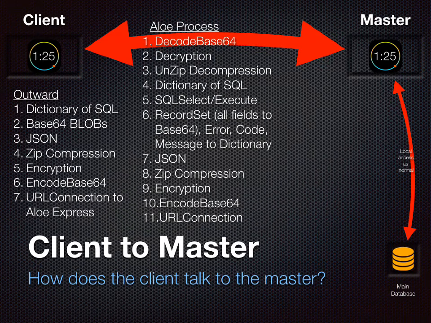Now we see what's going to happen from the Allo perspective. So the Allo application receives the URL connection. It then needs to do everything in reverse. It needs to decode the base64. It then needs to decrypt that base64 text. It then unzips. It then turns what is now unzipped back into a dictionary. We undo the JSON, turn it back into a dictionary of the SQL components.